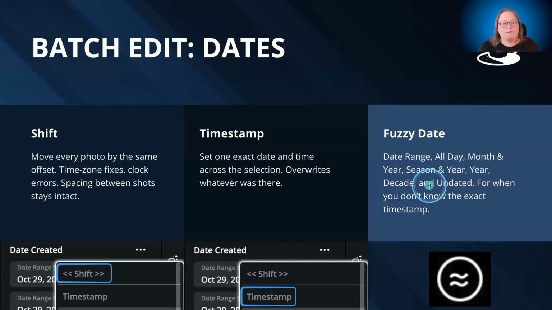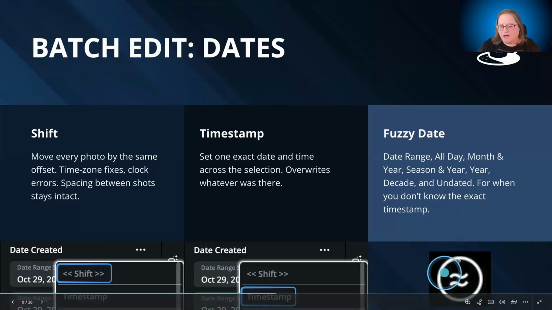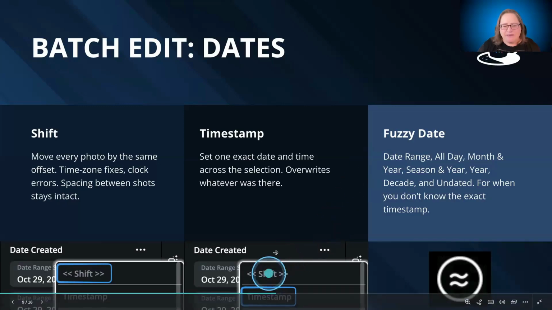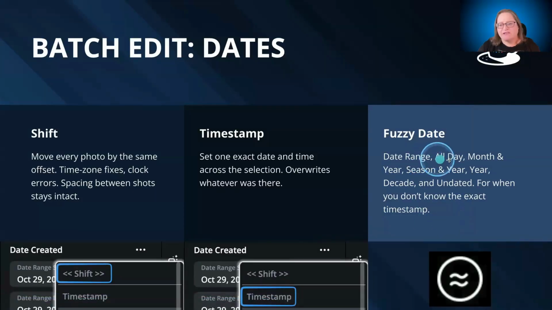Mylio also has an option for what we call fuzzy dates. And these are things like date ranges, all day, month and year, seasons, and so forth. If you've ever seen this symbol on one of your photos at the bottom right corner, that's what that means. It means that that particular photo has a fuzzy date or a non-specific date. So you can also go and add that in this same menu where you see Shift and timestamp. Go ahead and scroll down and you'll see the date range, all day, month and year, and so forth. And that's going to allow you to make those changes to those dates.